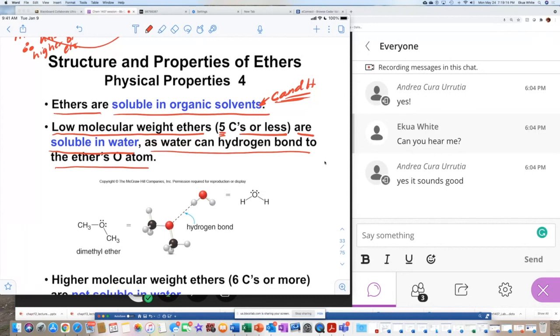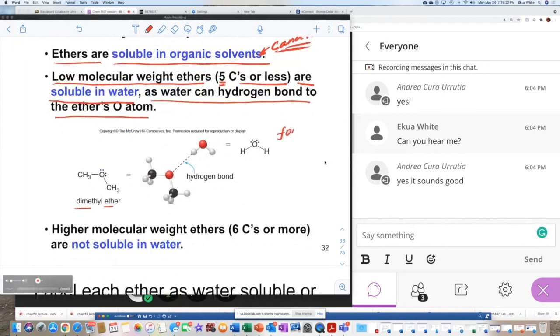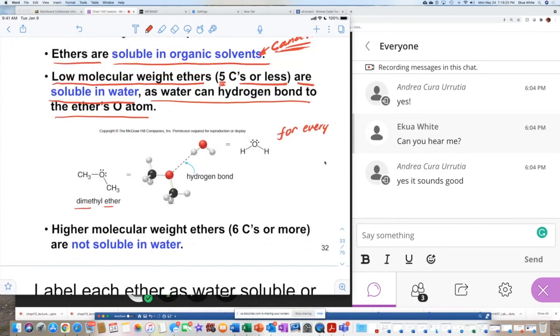Okay. So we have dimethyl ether and we have to make a rule, right? We said this before. In this case here, for every oxygen, I guess the cutoff point, max carbon is 5, right? Every oxygen can support 5 carbons in dissolving in water. That's our rule, right? So we have this oxygen here, we have 2 carbons. That means that dimethyl ether can dissolve in water.